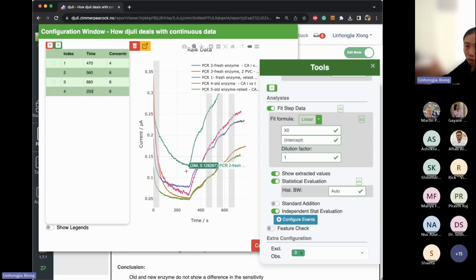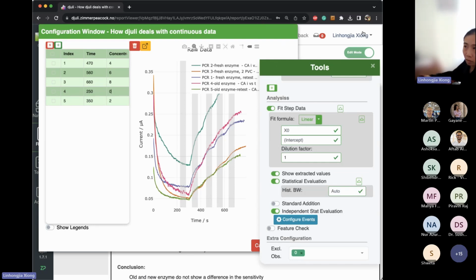So I just put 250. And the concentration, as I mentioned earlier, is 0 millimolar. So I put 0 here, and then I do the same for the second step. I click the green button one more time, and I know my second step is around 350 because I don't want to step in the middle of any concentration, and then I know it's 2 millimolar.